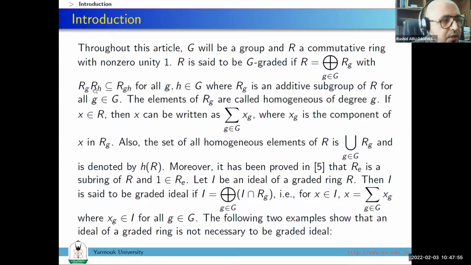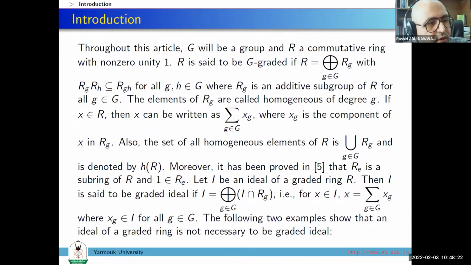R sub G by R sub H should be a subset of R sub GH, and the operation between G and H is the operation on the group G. So the product between R sub G and R sub H is the product of the ring, and the operation between G and H is the operation of G. It should be maybe addition, maybe multiplication, maybe star, as you like. And this should be true for all G, H in G.